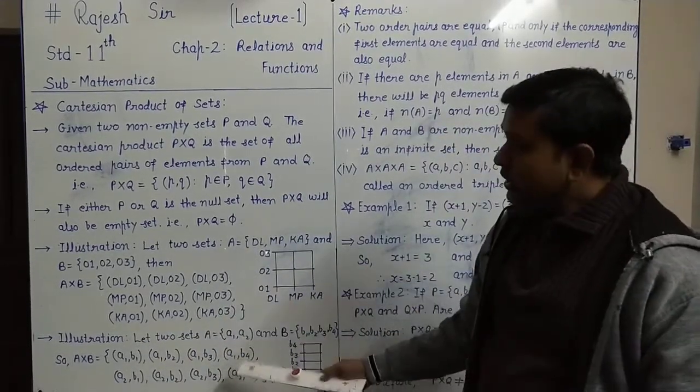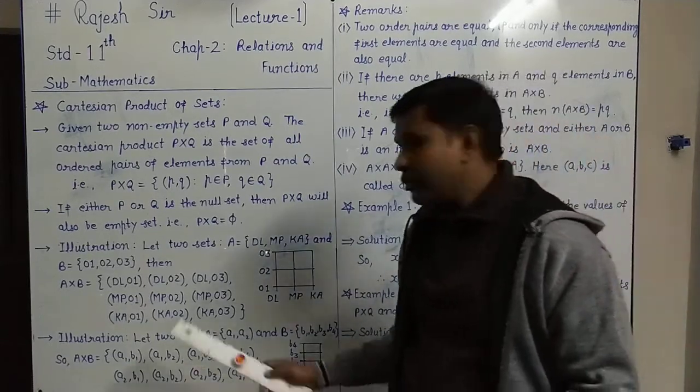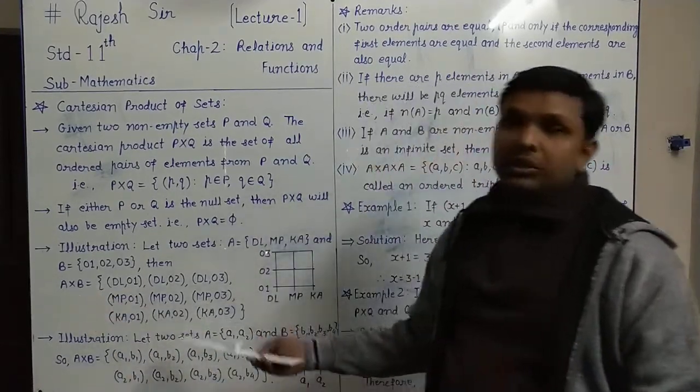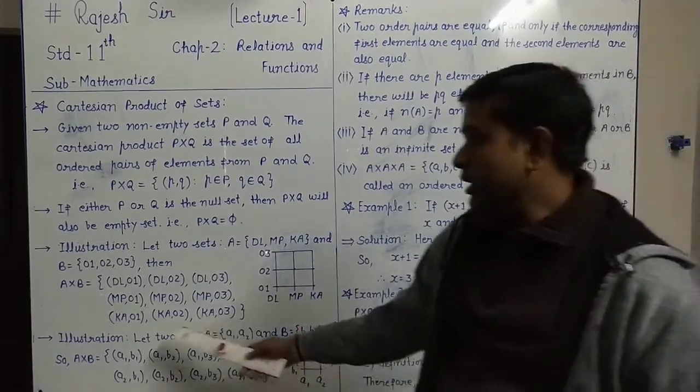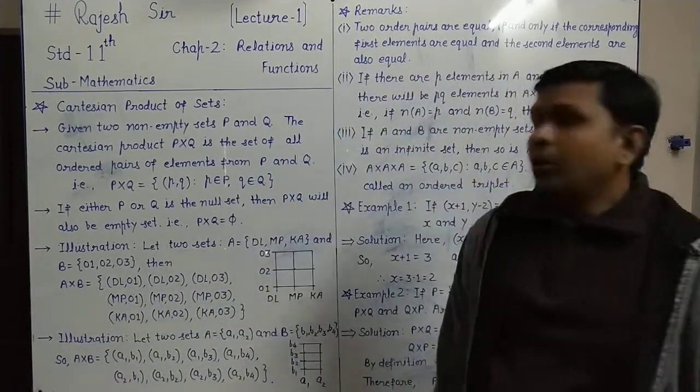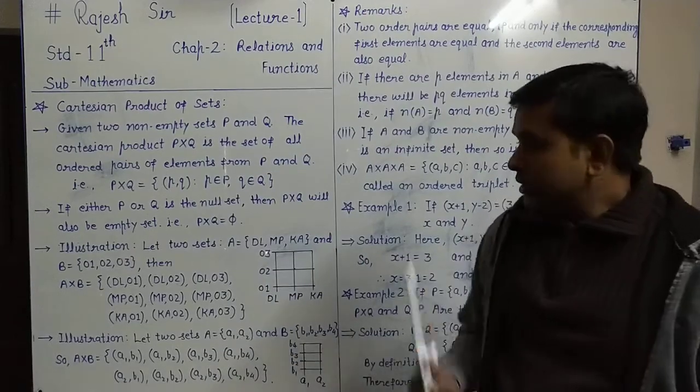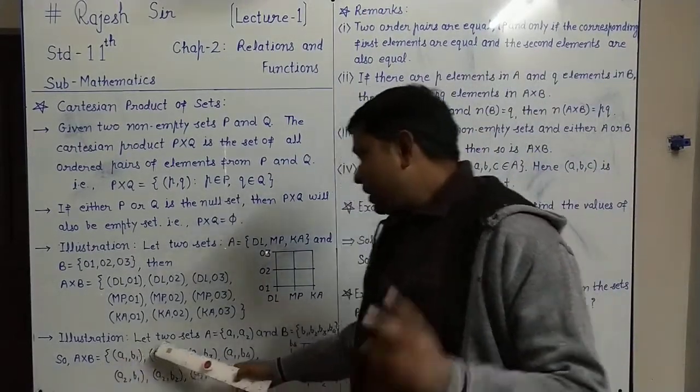So we have written here all the ordered pairs from A and B. This is called the Cartesian product of A and B. It is noted as A cross B, and all the elements will be there. Similarly, in the next illustration we have two sets.